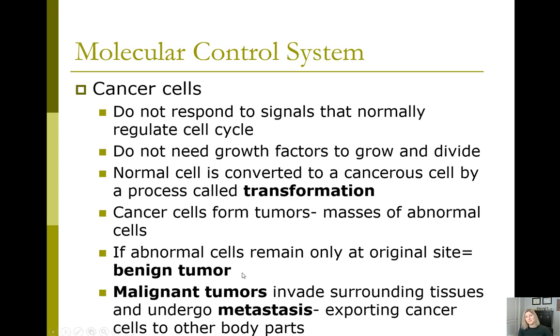Benign tumors, they're benign. They're just going to sit there. You might have some on your body or inside, and there's no real need to worry unless they start to metastasize. So when they start breaking off and exploring other areas of your body and spreading those abnormal cells, that's when you have cancer. Okay.